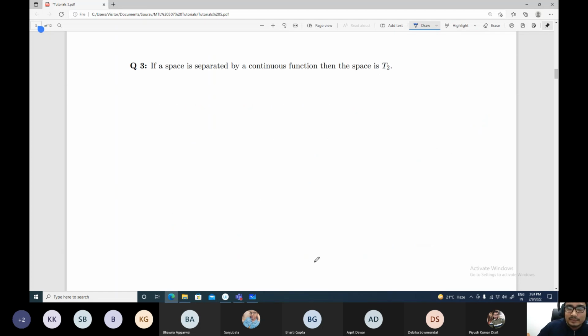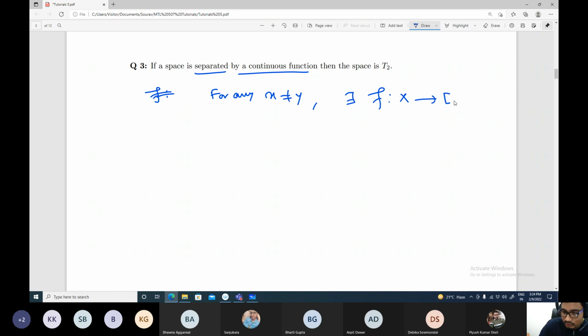Now, if a space is separated by continuous functions, then the space is T2, right? Can you do that? What do we mean by separated by a continuous function? It means for any x not equal to y, there exists a function f from X to [0,1] such that f(x) equals 0 and f(y) equals 1, right? What happened in those?